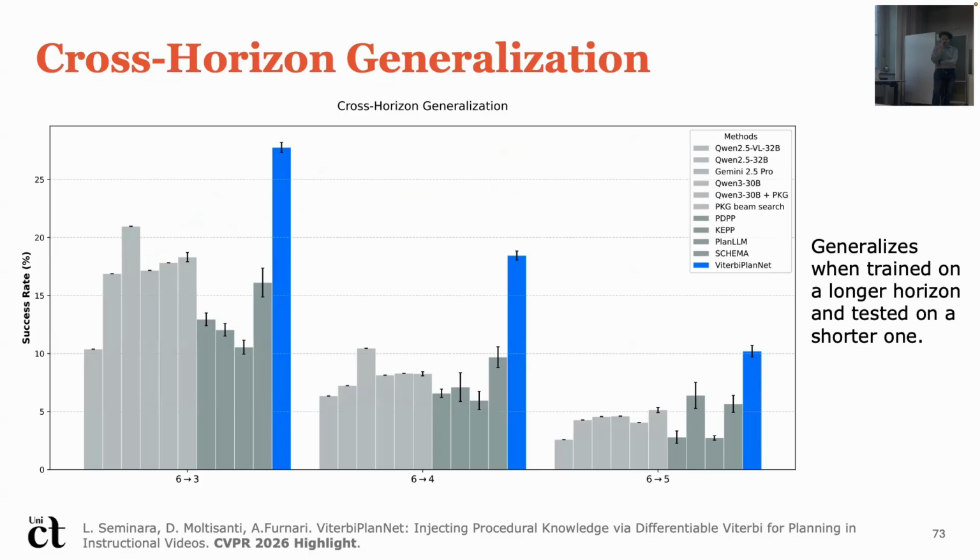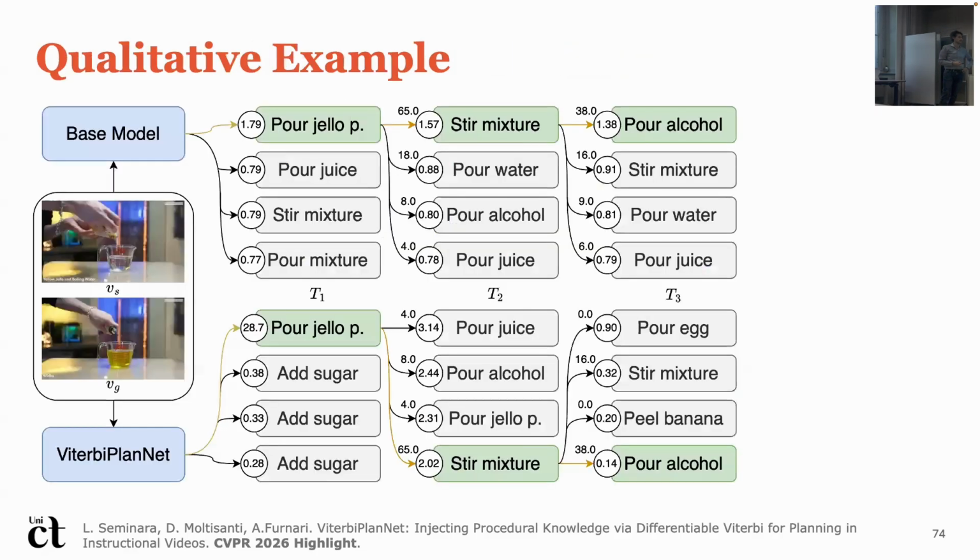We also check what happens when you train for a given horizon. For instance, you train to predict 6 steps, and then you test predicting 3 steps or 4 steps or 5 steps. It should generalize, but what happens is that when you memorize your procedural knowledge, you are memorizing the procedural knowledge that you need for that horizon. Instead, when we provide the graph, we can generalize much better, and this is the stark difference that you see here. So we generalize better when the test horizon changes.